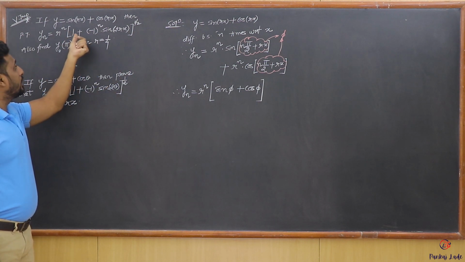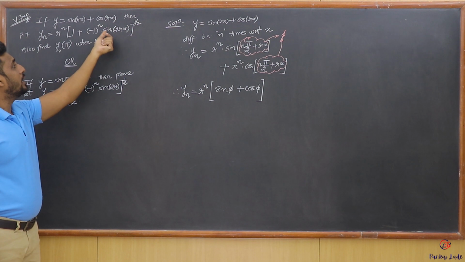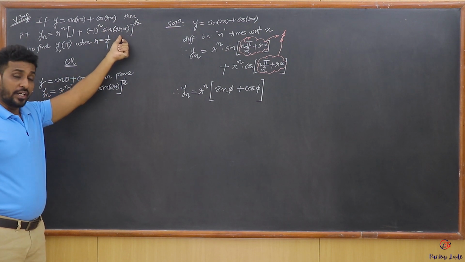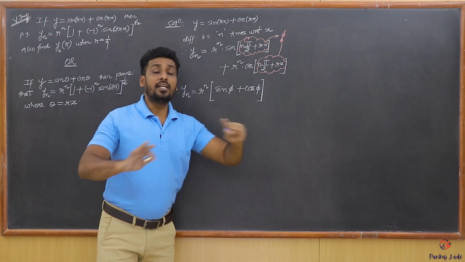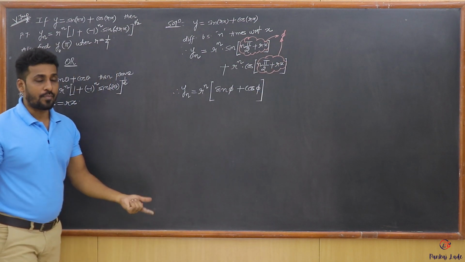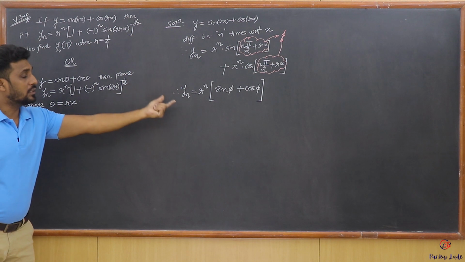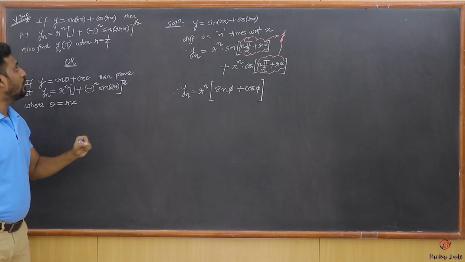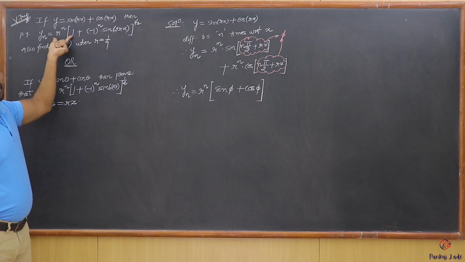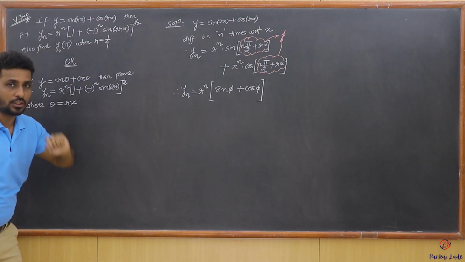You need to get 1, then plus, then minus 1 raised to n, then sine, and the angle is also different. It is 2rx. Here you have got n pi by 2 plus rx. So the angle is totally different. The terms are also not matching. That means the nth derivative that you have got is nowhere close to the nth derivative that is asked in the question.